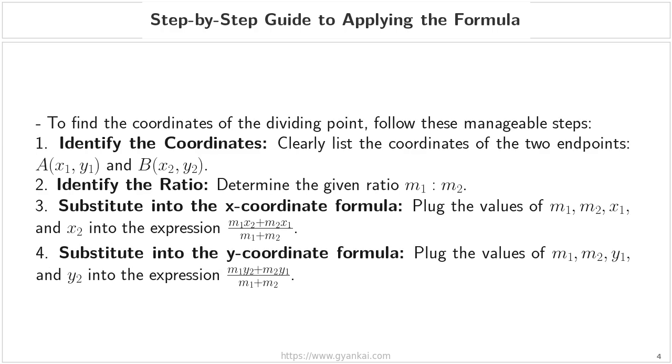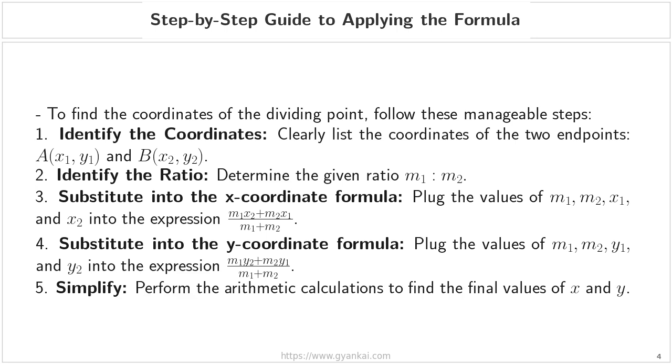Fourth, you do the exact same thing for the vertical component. Substitute your values into the y-coordinate formula. This means plugging m1, m2, y1, and y2 into the expression, m1 times y2 plus m2 times y1 all over m1 plus m2. Finally, the fifth step is to simplify. This is where you perform the arithmetic, the multiplication, the addition, and the division to find your final, clean values for x and y. If you follow these steps systematically, as we are about to see in our real-world example on the next slide, you'll find that even complex problems become quite straightforward.